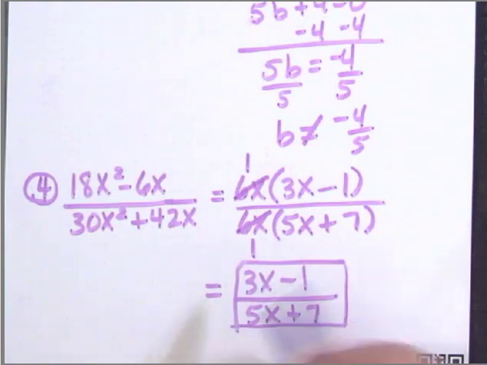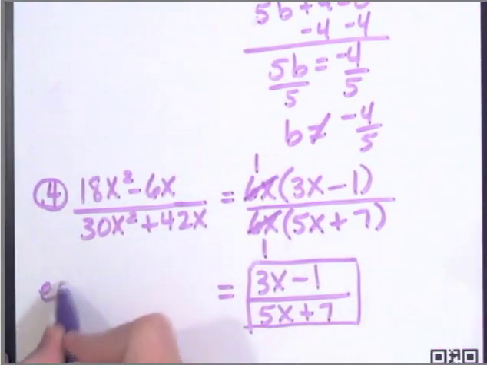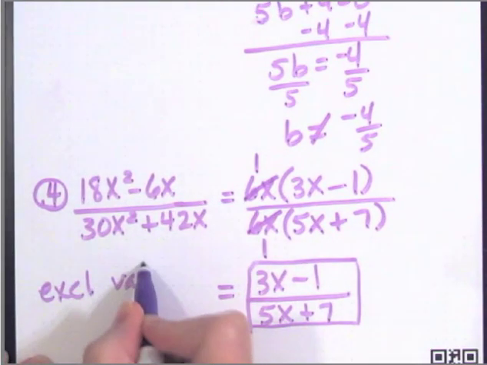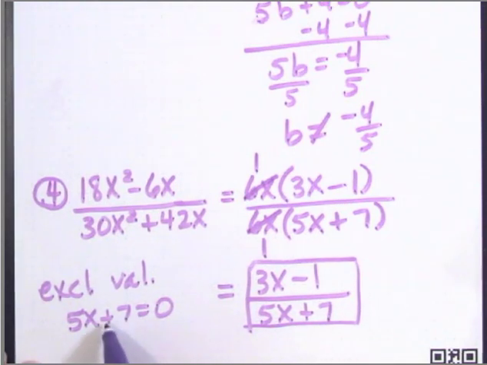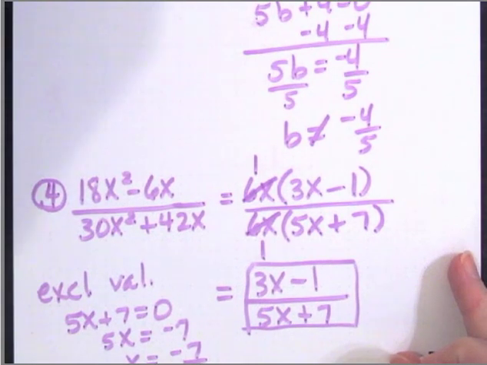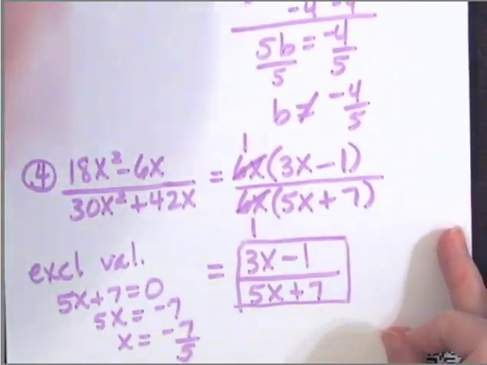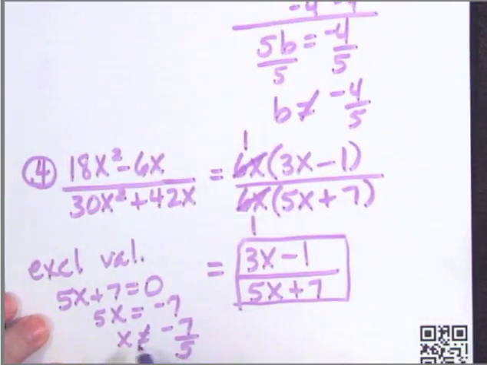We want to know what our excluded values are. So I'm going to come over here and do that. And again, you just set that denominator equal to 0. Solve, subtract 7 from both sides, and then divide by 5. Okay, so that's one of our excluded values. We don't want it to be negative 7/5.